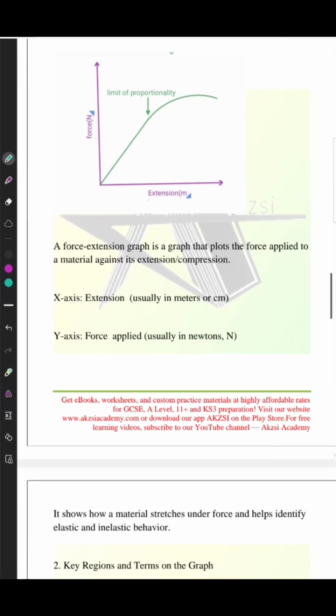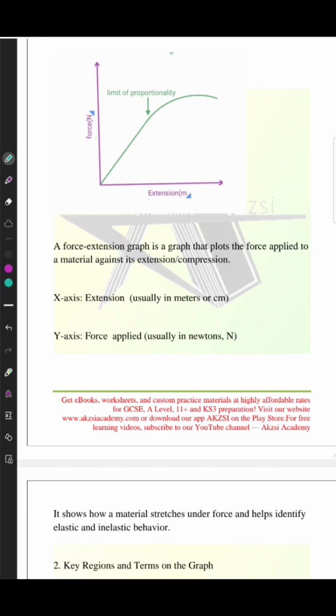First of all, when you are studying any graph, you should know what is on the x-axis and what is on the y-axis. Here, the force is drawn on the y-axis and the extension is drawn on the x-axis. So we are basically looking into the behavior of a material on this graph: when we start to apply the force, how the extension would work, and what happens there.